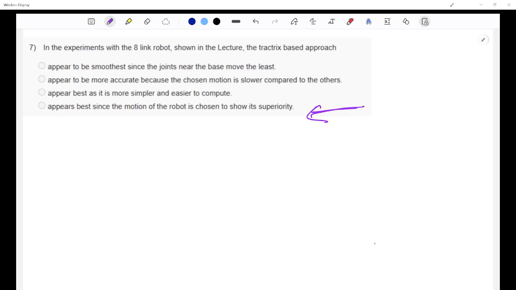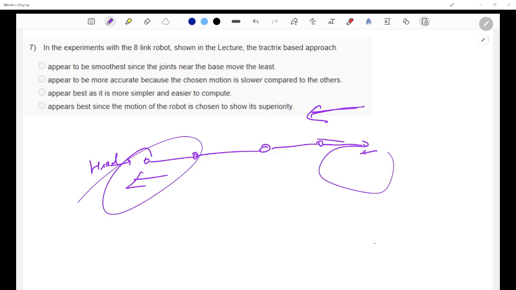So if I draw it, let me draw it. If this is the head, L1, L2, L3, L4, etc. These are there. So in tractrix motion, links near the end effector move more, right? Links near the base move very little. So clearly, end links have larger motion and base links have very small motion.